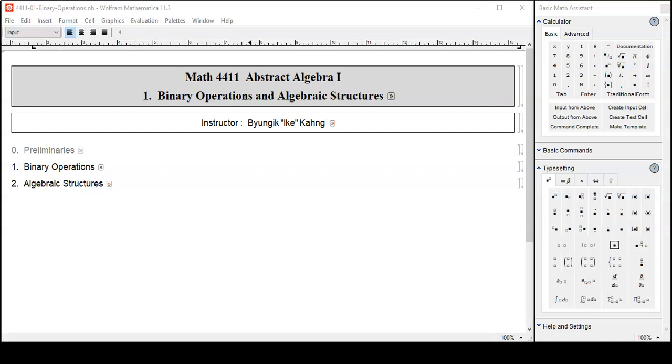Hello students, welcome back. As the optional video number 3 of the preliminaries, let's discuss equivalence relations in general and some examples associated to it.